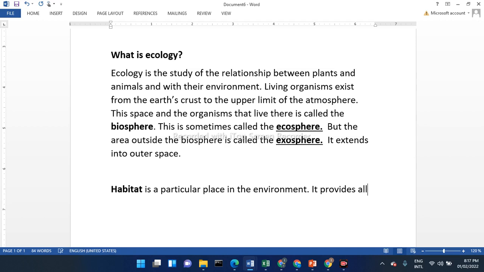Shelter, food, right? Because it provides all the what? The resources that the organism needs to survive. They're not going to go to a habitat, or make something their habitat, if it's not conducive to life and survival. Okay? So it provides all the resources that the organism needs to survive.